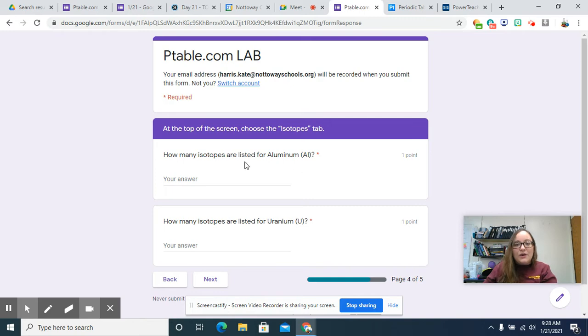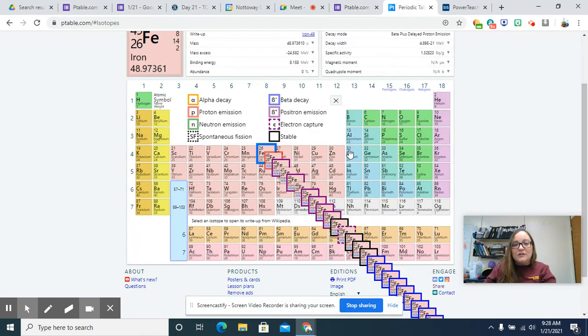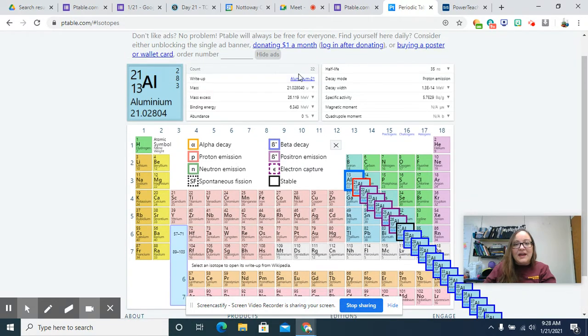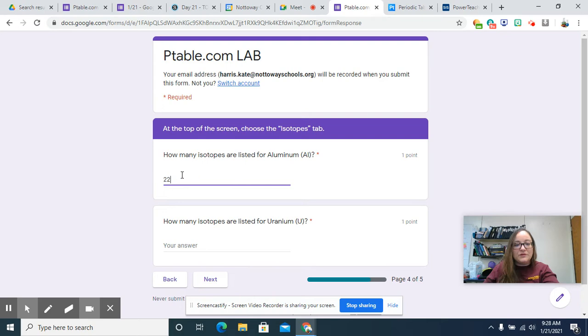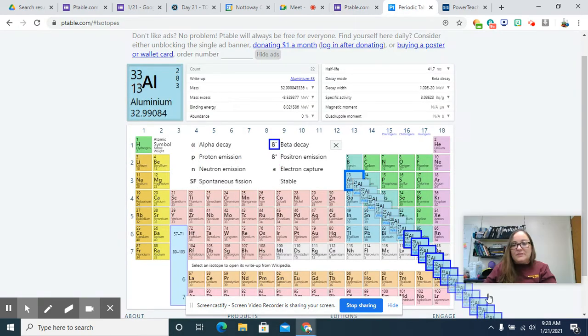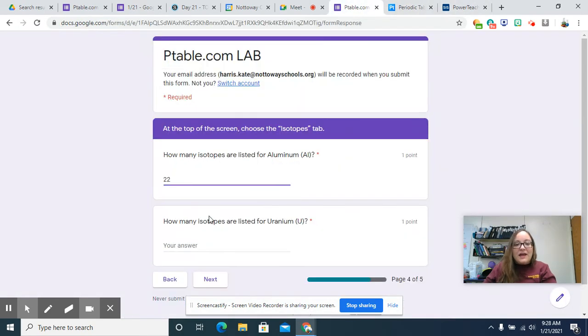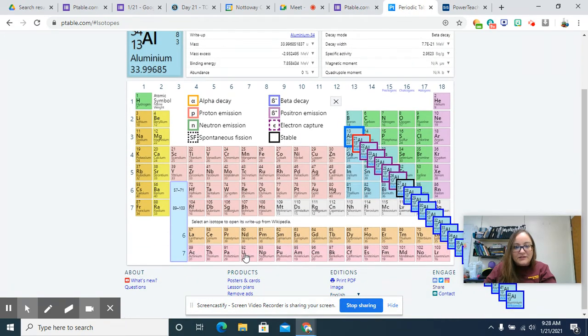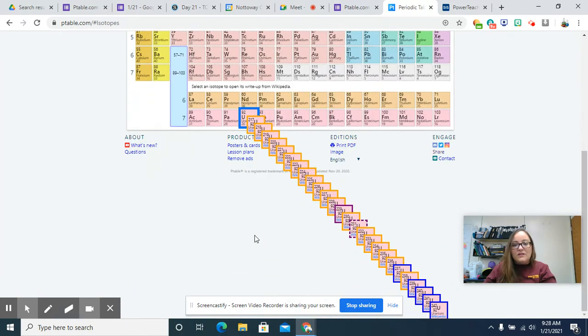So I want to know aluminum. How many isotopes does aluminum have? So we're going to click on aluminum, and it says right there at the top, count 22, that there are 22 isotopes for aluminum. And you can see all of them there. And then how many isotopes for uranium? So we're going to find uranium down here, number 92. Look at all those lovely isotopes.